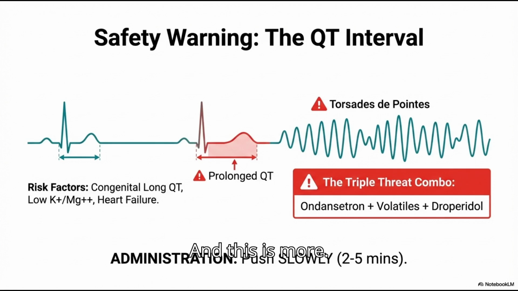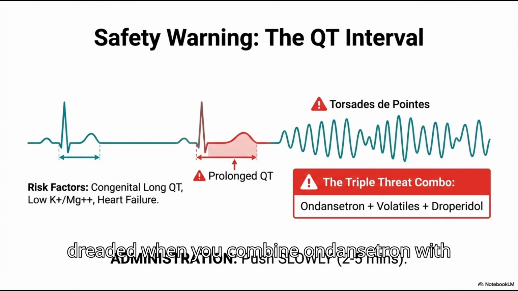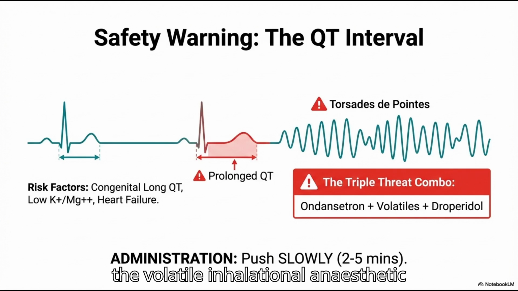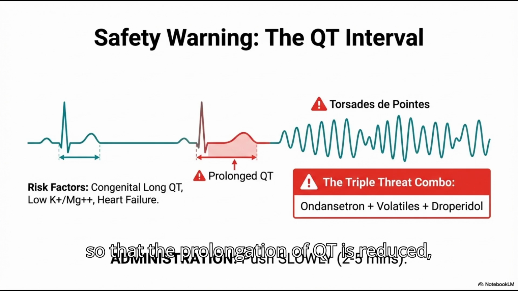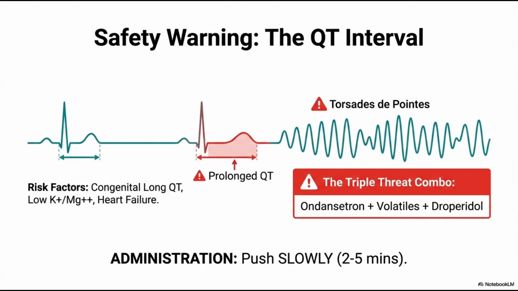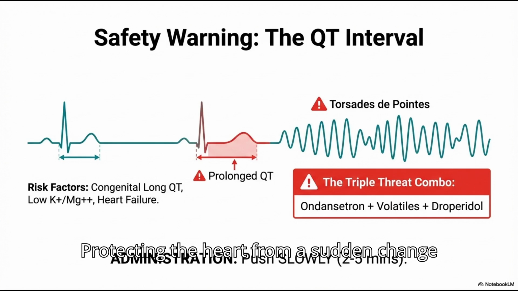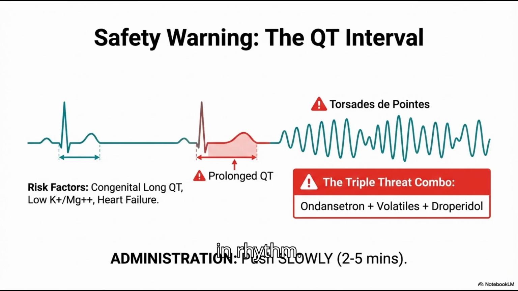and this is more dreaded when you combine ondansetron with the volatile inhalational anesthetic agents and you give droperidol along with it. The administration of the drug should always be given slowly. It should be given over 2 to 5 minutes IV. Why? So that with the prolongation of QT, you are protecting the heart from a sudden change in rhythm.